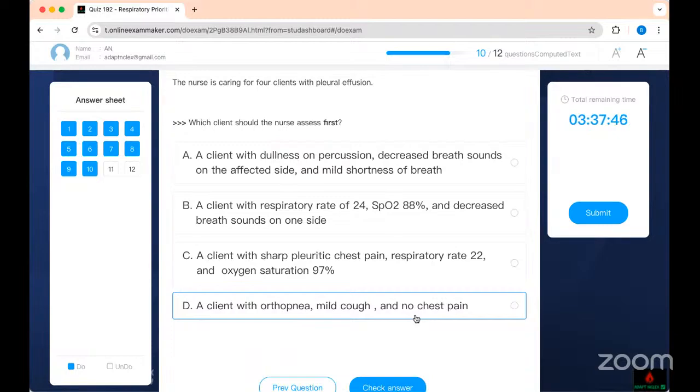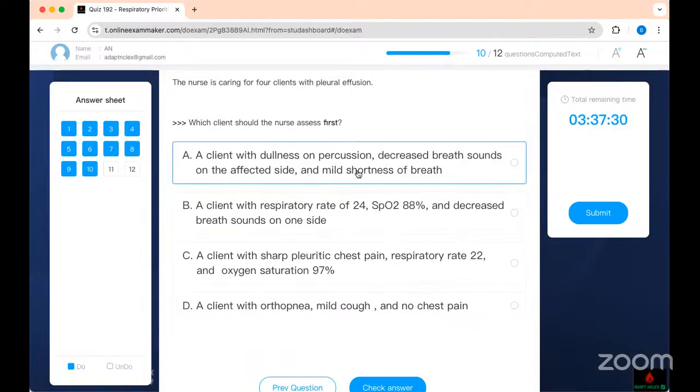Same thing for a patient with pleural effusion. Who should you see? You know the content associated with pleural effusion. The lung is bathing in fluid. Therefore, if I tap the lung, it's going to have dullness on percussion. If I listen, they're going to have decreased breath sounds. The patient will have mild shortness of breath. They are all buzzwords, but don't pick them because in pleural effusion, these are all normal.